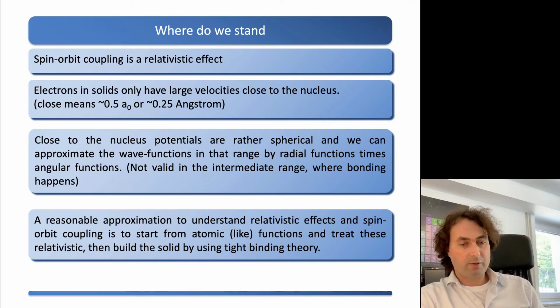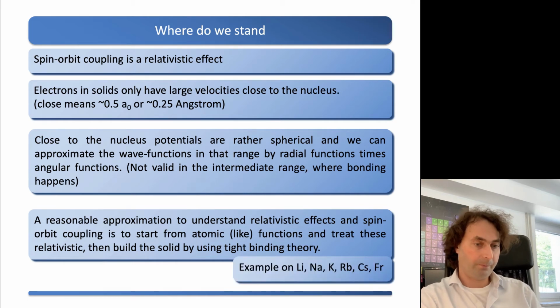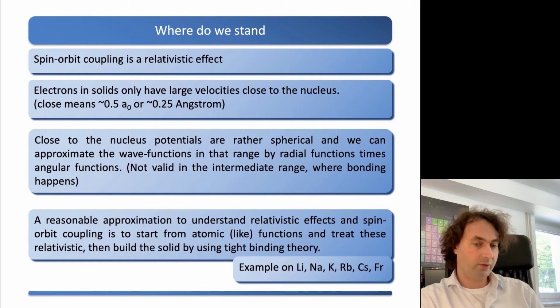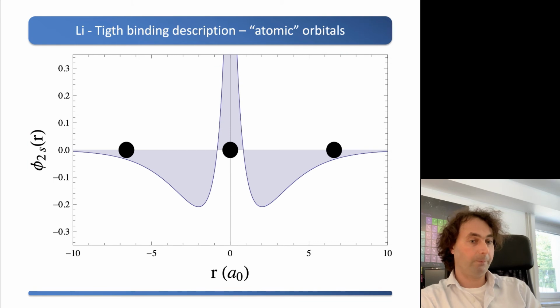So a reasonable approximation is to make a tight binding Hamiltonian, where we have a local atomic-like basis. We include the spin-orbit coupling as if they are the atomic coupling constants, because close to the nucleus you have these atomic-like wave functions. And then put in the interactions and the hoppings between them. So let's see how this works if you go back to the alkali metals from lithium to francium.